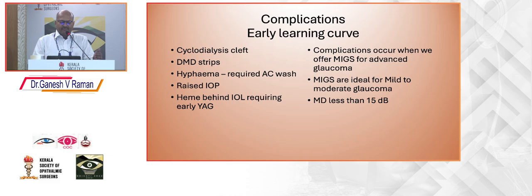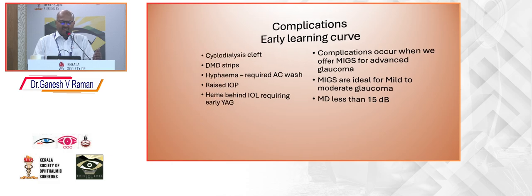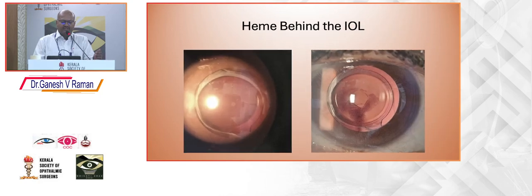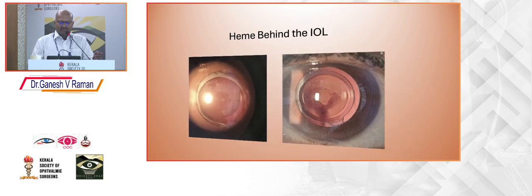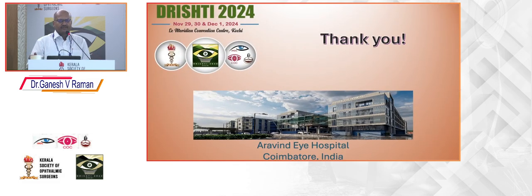So ideal MIGS are patients who have MD of less than 15. And this is just an example to show you that a patient had blood behind the IOL, and we had to do an early YAG capsulotomy within about 3 weeks' time. So I'll stop here. Thank you for patiently listening.